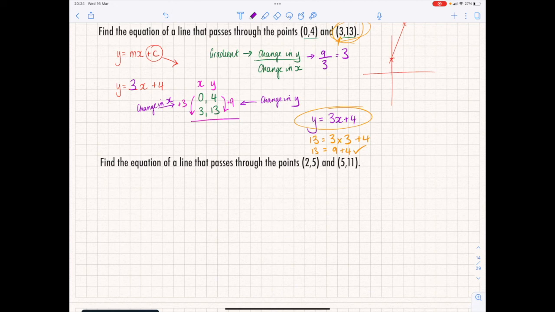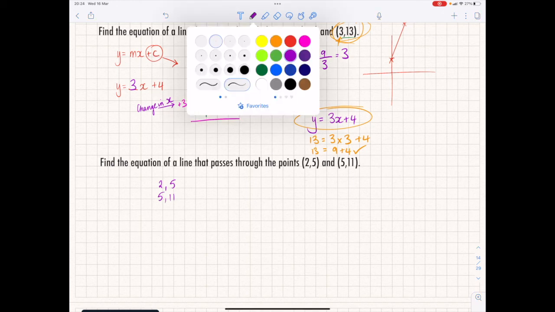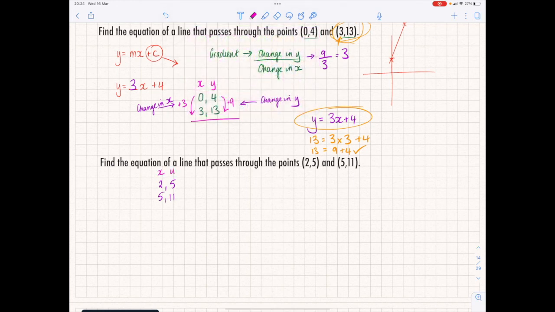Okay, so let's write the coordinates out above each other. So 2, 5, and then 5, 11. Remembering that that's your x, that's your y. Well, what's my change in y? How do I go from 5 to 11? I add 6. And how do I go from 2 to 5? I add 3. Going back to what we did before, this is your change in y. This is your change in x.